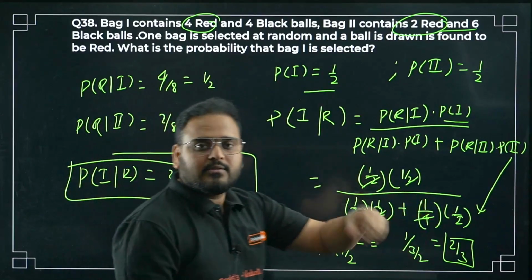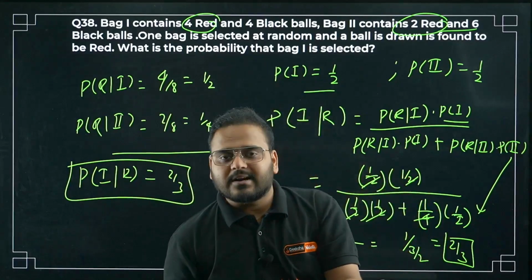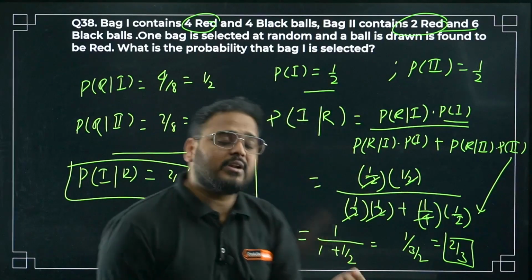Already chosen. Red ball is already chosen. When you draw the ball, it's coming as red. Chances of getting that from bag 1 is 2 by 3.